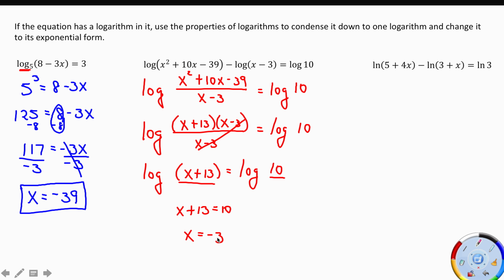Now, don't forget I have to check this. Uh-oh. And I see right away that if I plug it in this argument, so don't forget to check those solutions in your argument. If it makes any argument not positive, it's not a possible solution.